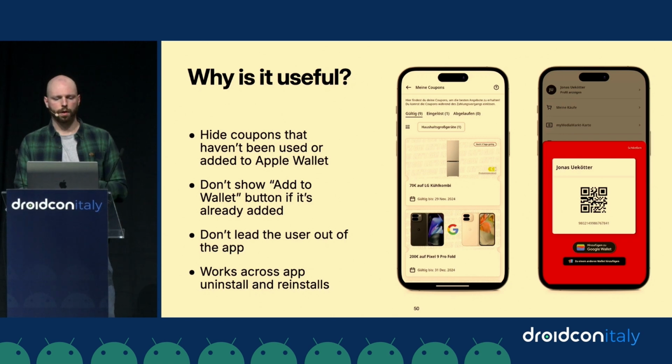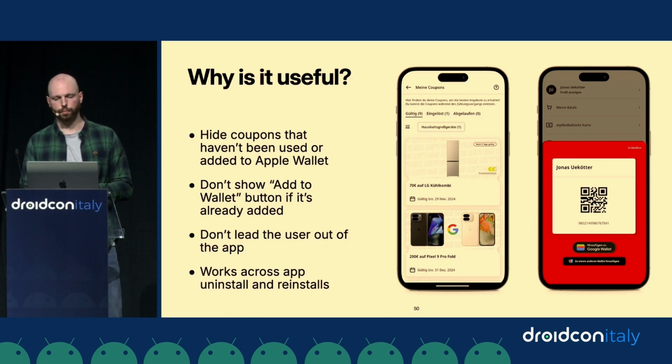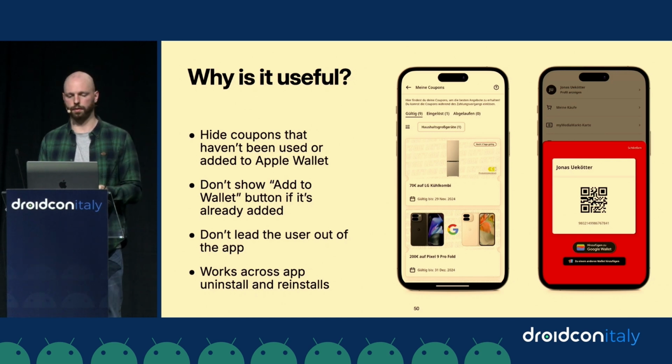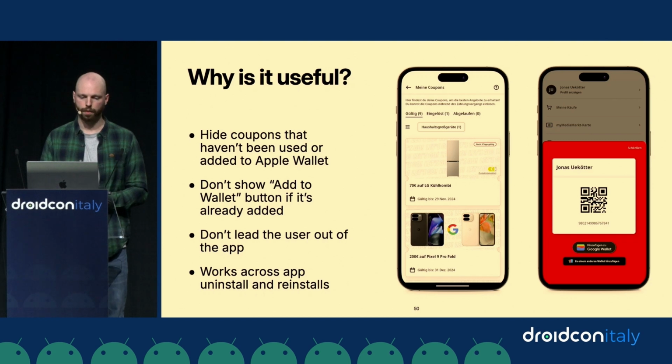So in the Media World application, we have two features, which is on the left side, a list of coupons. Some of those coupons can be added to the user's Apple Wallet. And on the right side, we have the club card, which also can be added to the Apple Wallet.